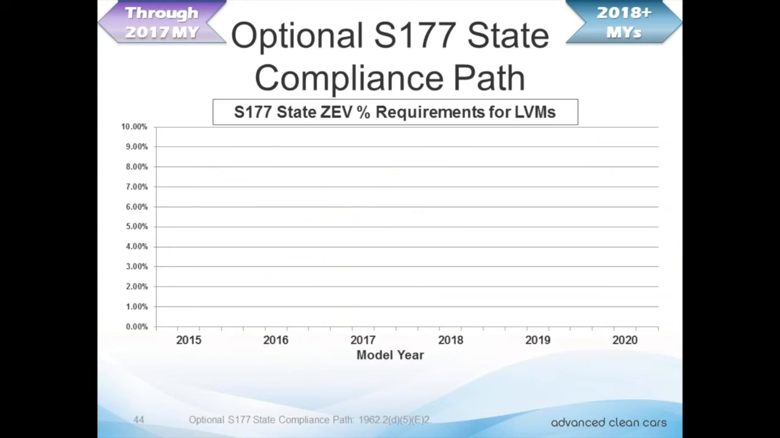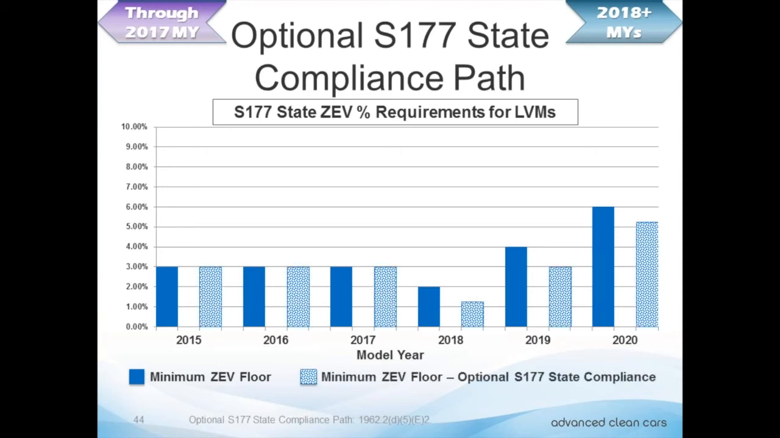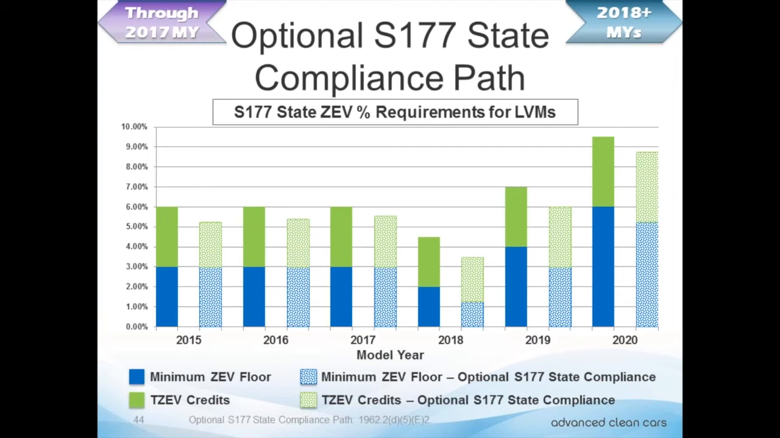Let's look at what effect choosing the optional Section 177 state compliance path will have on a manufacturer's individual state requirements. We begin with the existing minimum ZEV floor that a manufacturer must meet from 2015 through 2020, which is represented by the solid blue bars. We compare that with the minimum ZEV floor that a manufacturer will have in the Section 177 states as a result of choosing the optional compliance path, represented by the spotted blue bars. We then see the existing percentages of a manufacturer's requirement that may be met with credits from TZEVs, represented by solid green bars. And finally, the new percentages that may be met with credits from TZEVs, represented by the spotted green bars.